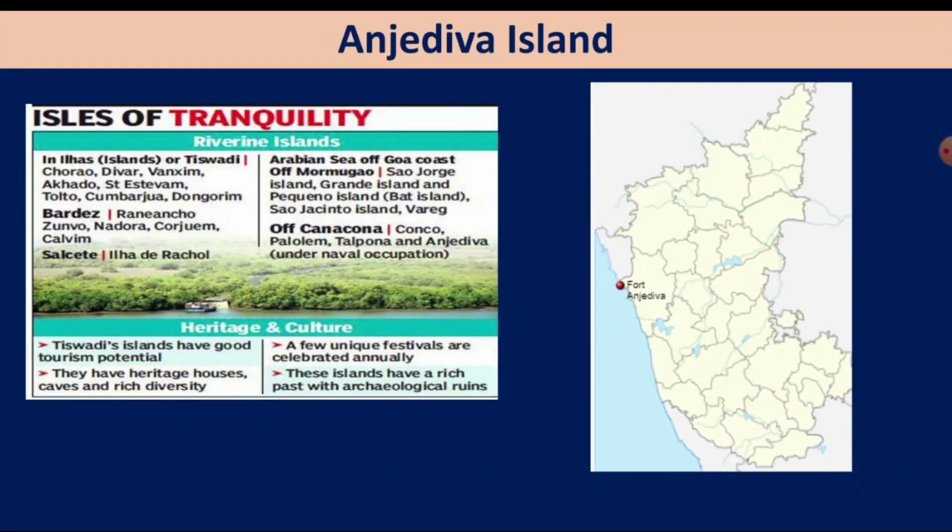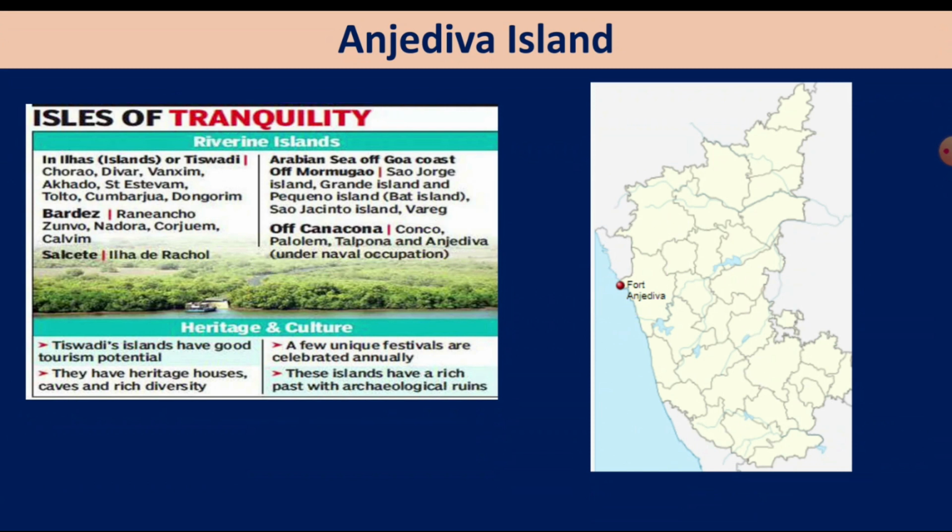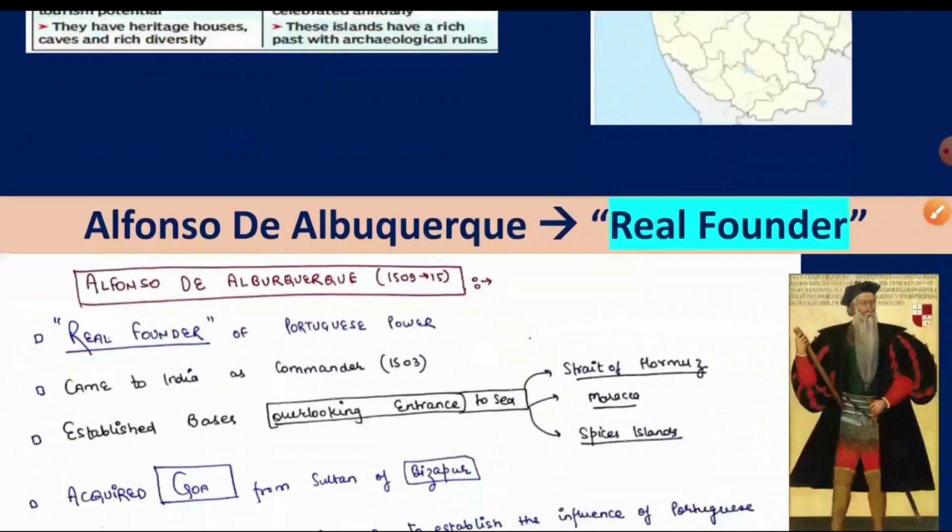Now, NJ Island is there in the southern Goa, right? Islands of Tranquility, that is, you can see NJ Diva Island. Okay? Now, these islands are also very important for our naval security, for maritime security, right? So, this is Fort NJ Diva.